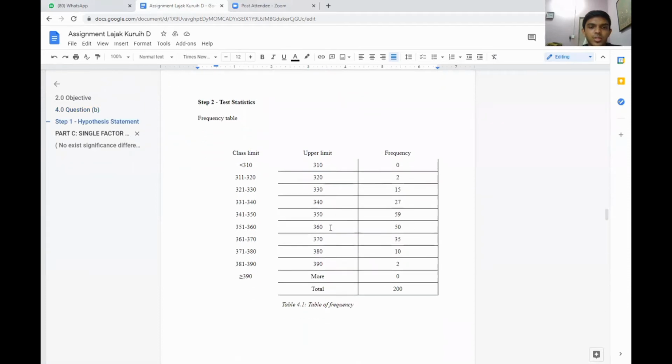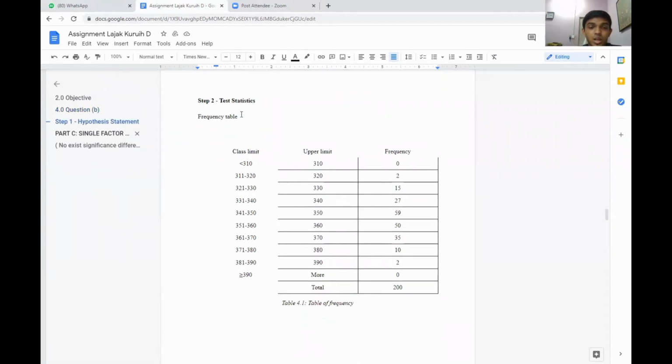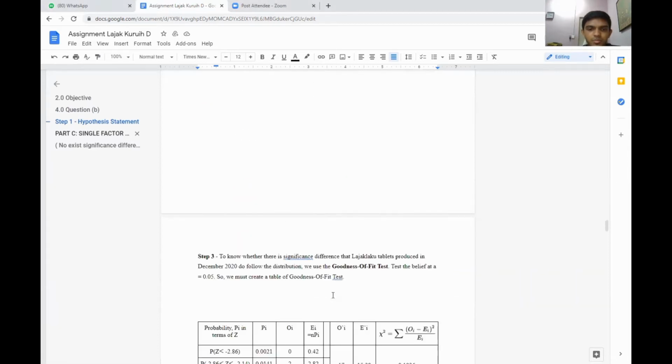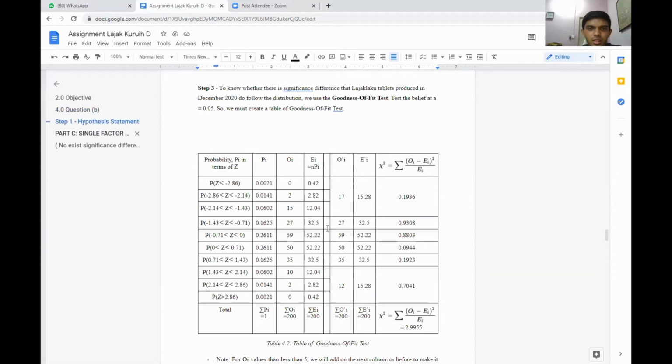So step two is the test statistics. The first one, I will do the frequency table. So this is the class limit that we just now got from the Excel. So bin is the upper limit and then the frequency, that's the same. Okay, so this is the frequency table. And then we will do the goodness of fit test. This is very important because when doing this, we will get the goodness of fit test value.